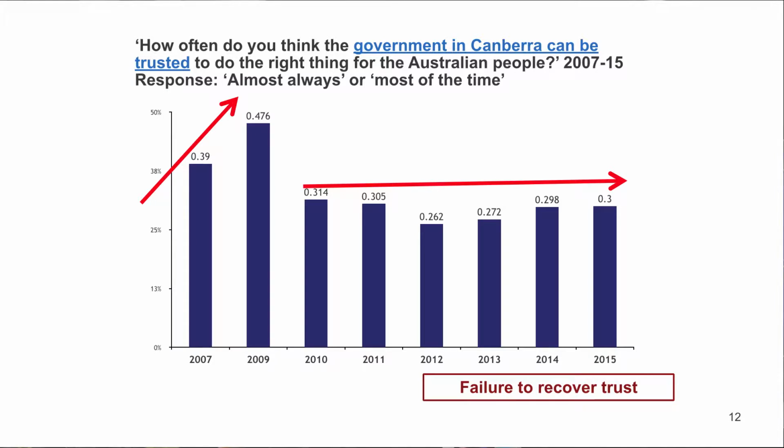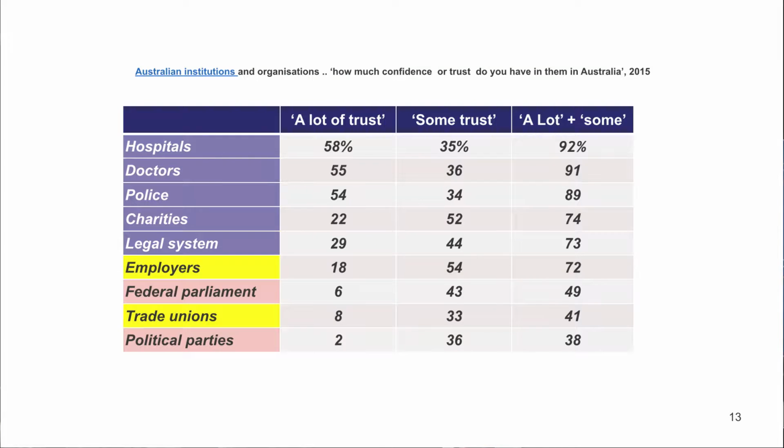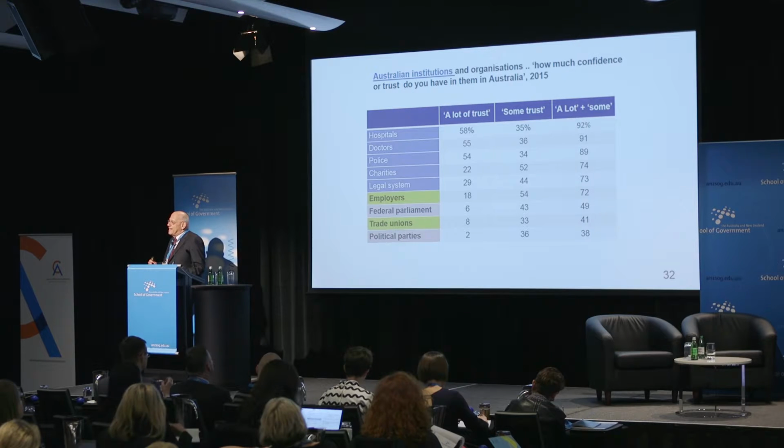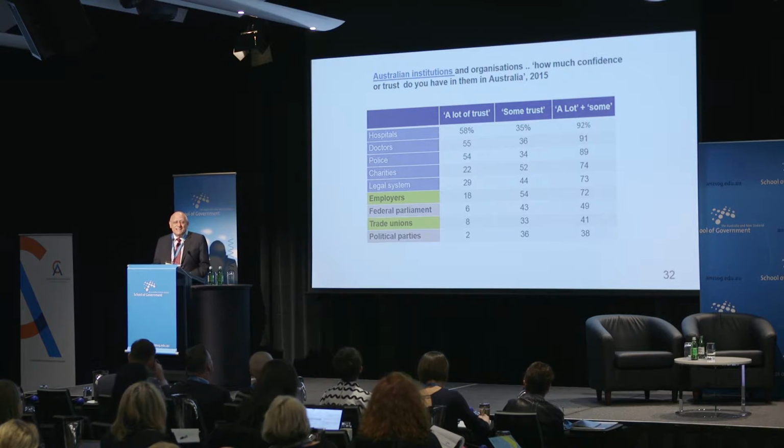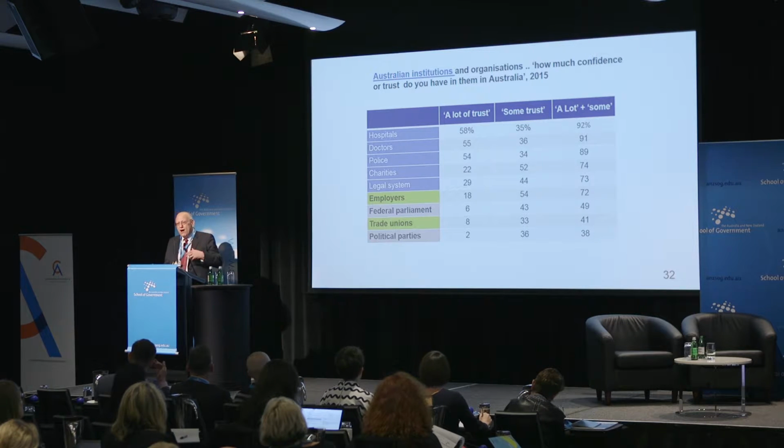When we ask respondents to rank institutions, organisations, medical profession, police, the courts, relatively highly ranked. But then when we look at employers, trade unions, federal parliament, political parties, and political parties in our surveying are down near the bottom. And this is a fairly consistent result. When we ask immigrants to rank institutions, the ranks are pretty much the same, but higher at the bottom end. So it takes immigrants about 10 years or 15 years to come up to speed with regard to Australian attitudes.